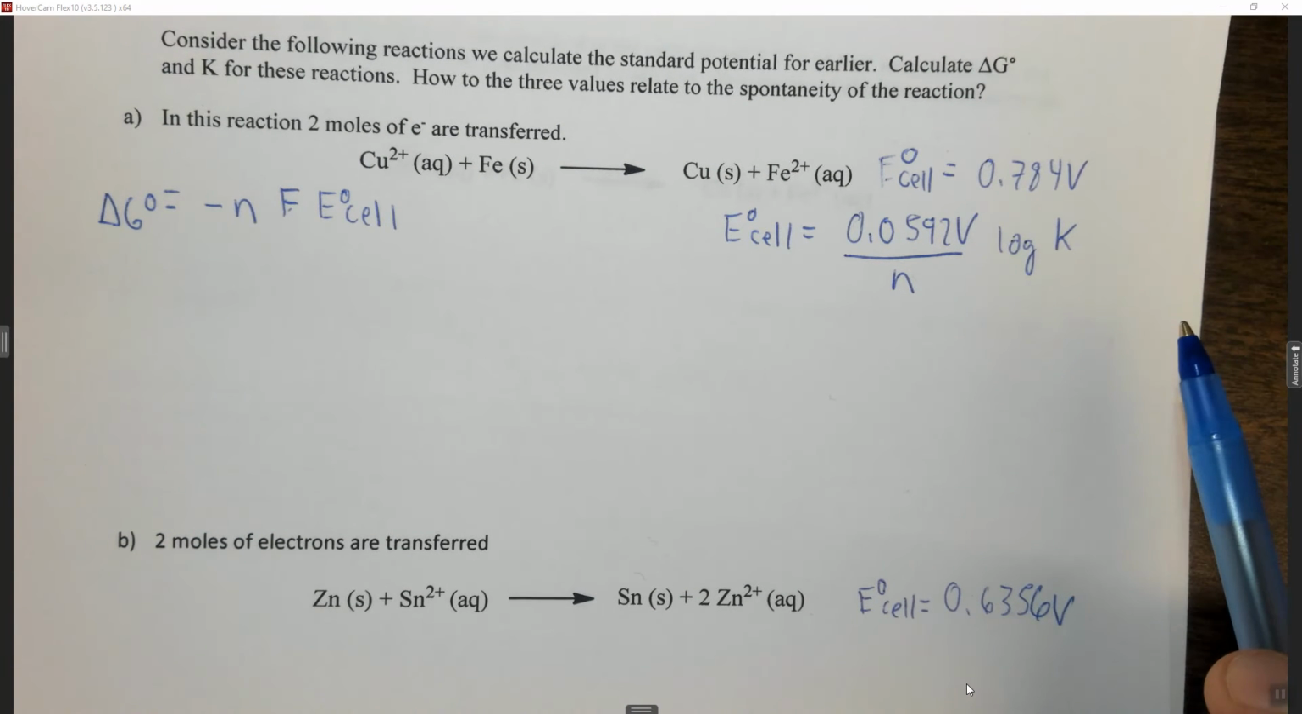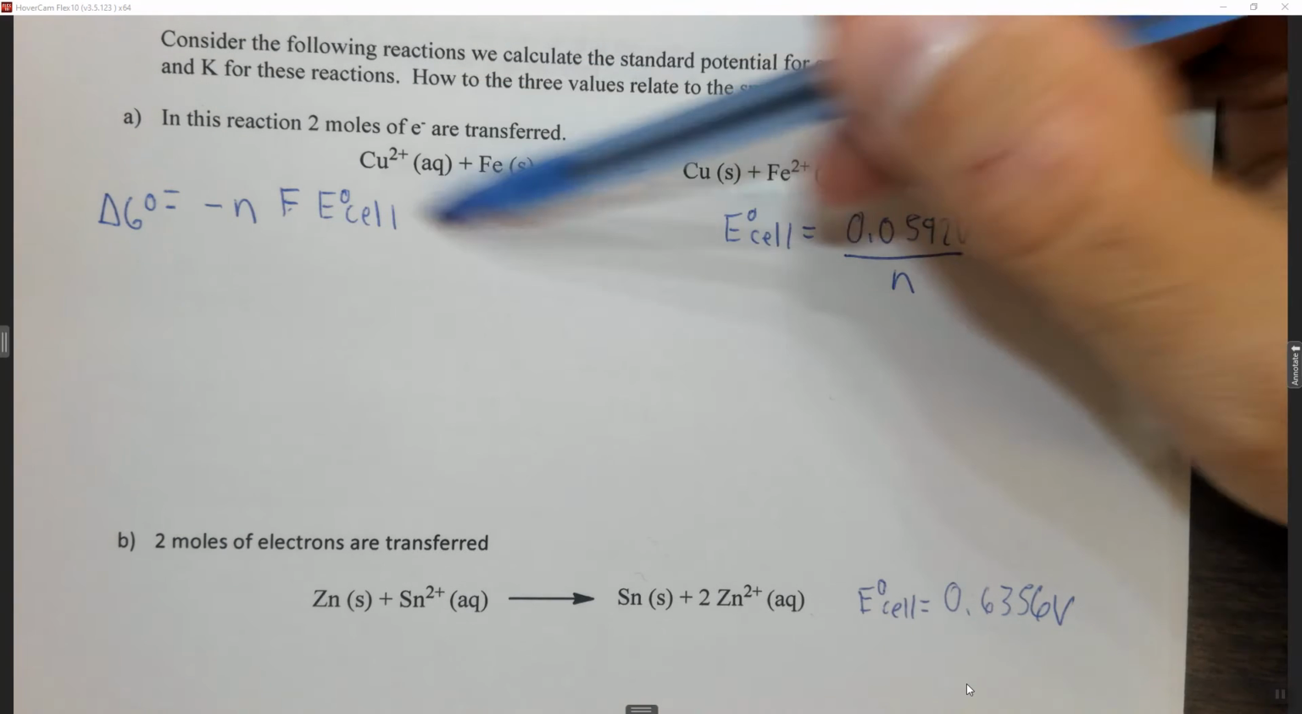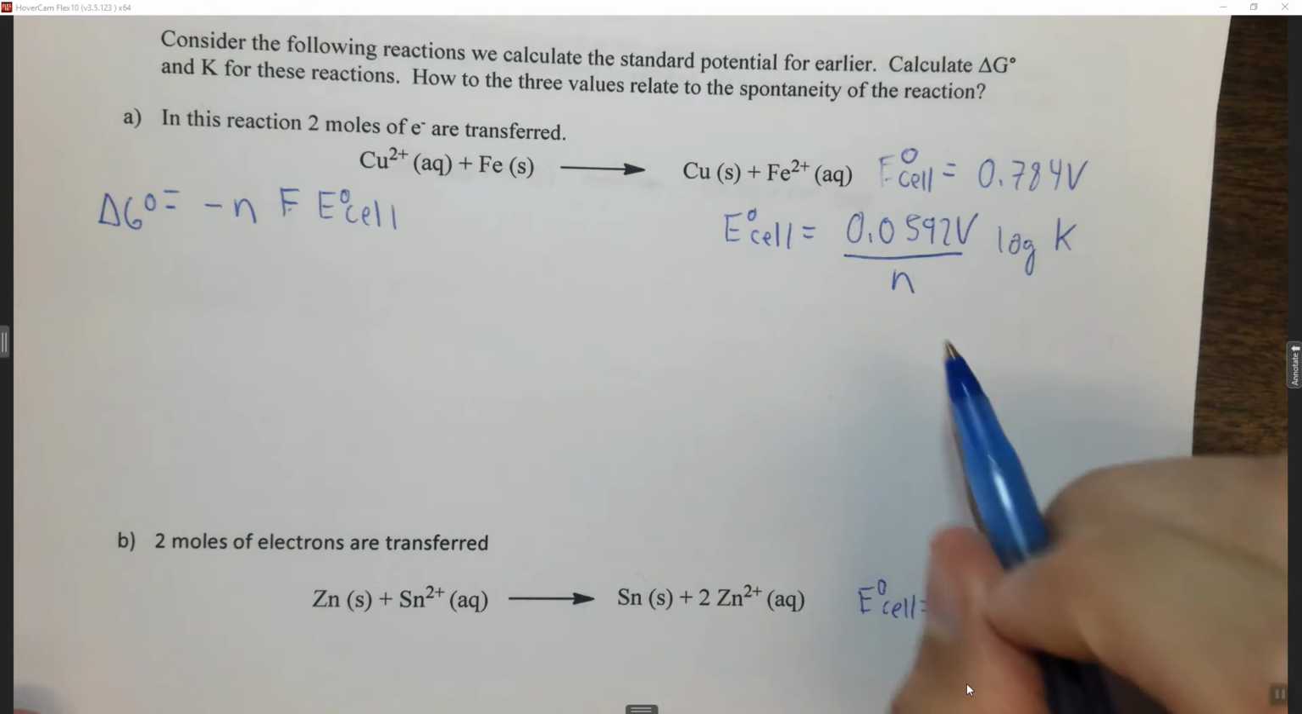Why a big number? Because remember that K is products over reactants. So if you have a whole bunch of products and not very much reactants, that's going to be a reaction that's spontaneous in the forward direction. And if you have a whole bunch of products and not much reactants, then your value of K will be a big number because it's products over reactants. So let's go ahead and plug this in.